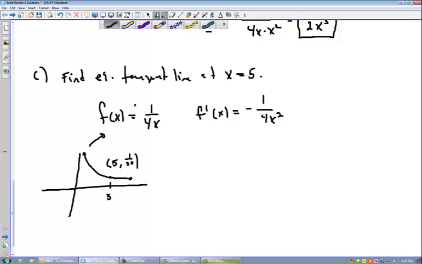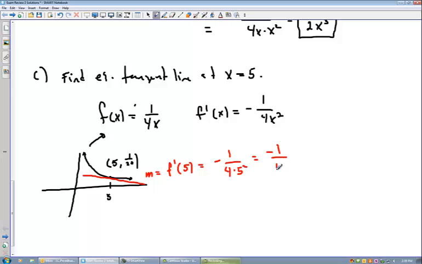And I want to find the equation of my tangent line. And so I can draw a tangent line here. So here's my tangent line, and I have the point, but I need the slope. Right? Slope is rate of change. I say rate of change, you say find the derivative, and I'm going to find the derivative and plug in the input, which is 5. And I already found the derivative, so I can do that. That's minus 1 over 4 times 5 squared. And so that's negative 1 over 100.